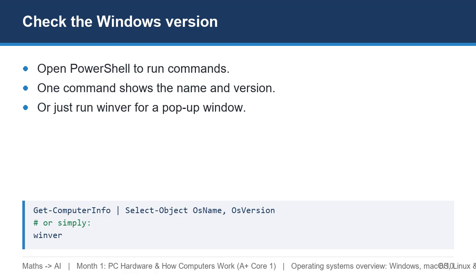You'll often need to know exactly which version of Windows a machine is running. Open PowerShell and type get-computerinfo, then pipe it into select-object, OsName and OsVersion. That prints the name and version cleanly. Or, even quicker, just type winver, which pops up a small window showing the version.